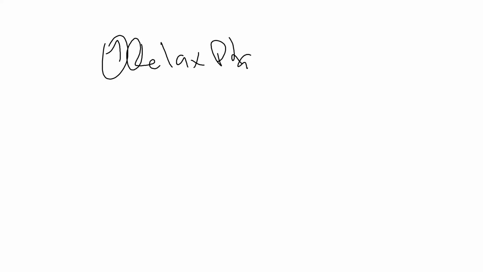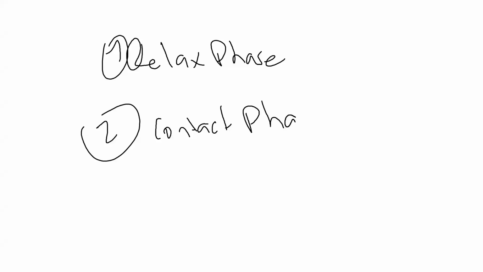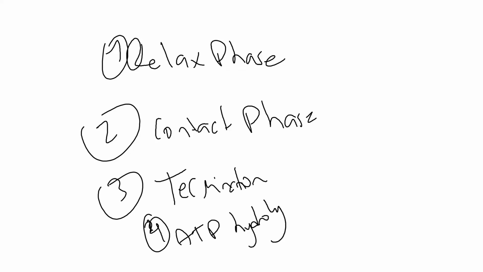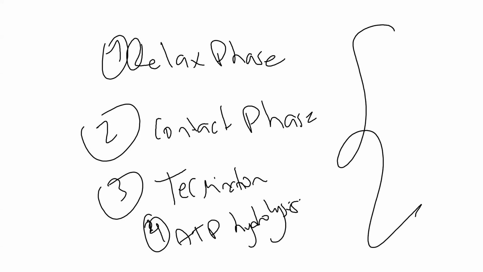Okay, so we spoke about the 4 phases of muscle contraction. The first one is the relax phase, the contact phase, the termination phase, and the ATP hydrolysis. When you study this, all of them help in the contraction of a muscle. These 4 of them will help in the contraction.